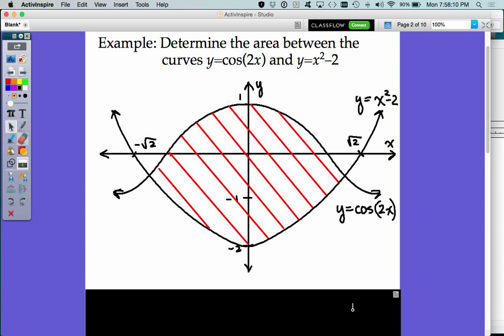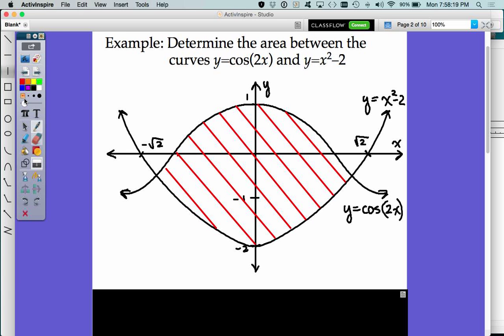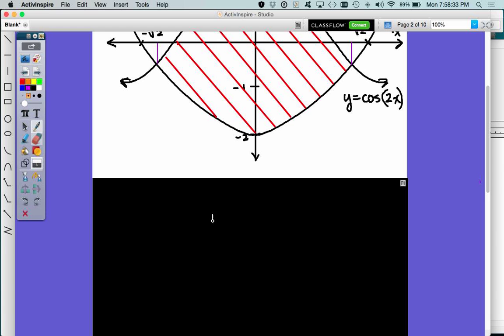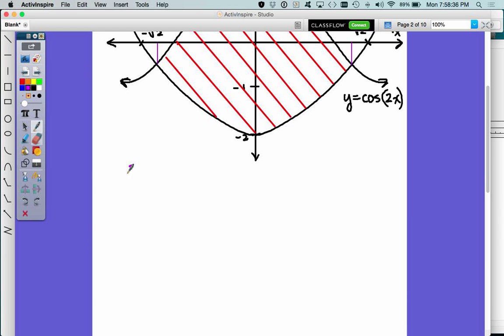Well, as was the case previously, the first thing we need to do is find out what the points of intersection of these two are, because we can't find the limits of integration without the points of intersection. So what we want are these two values here and here. And again, like was the case previously, we do that by setting the two curves equal to each other. And so what we want to know is, for what values of x does the cosine of 2x equal x squared minus 2? But unlike the previous case, we can't solve this function without a calculator. So we rely on technology for this one.